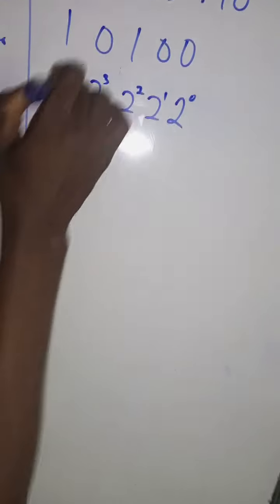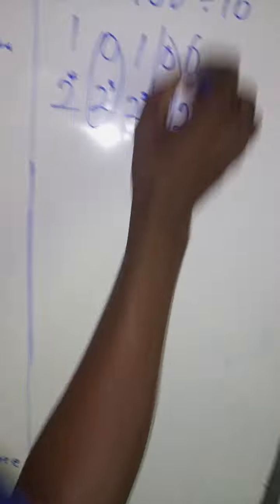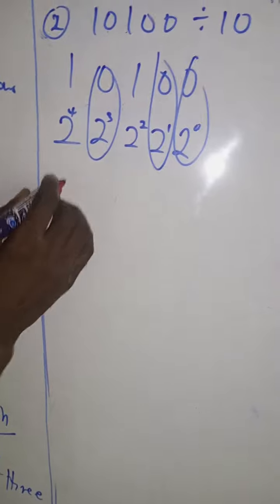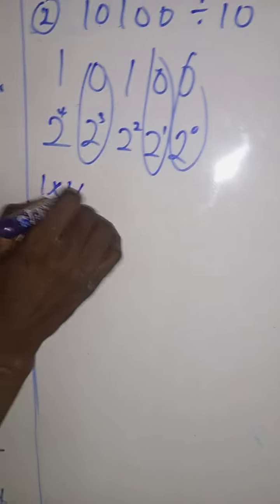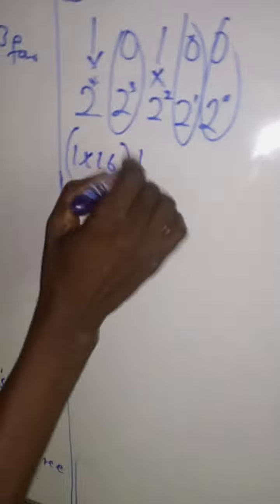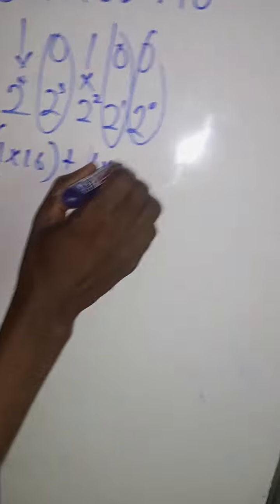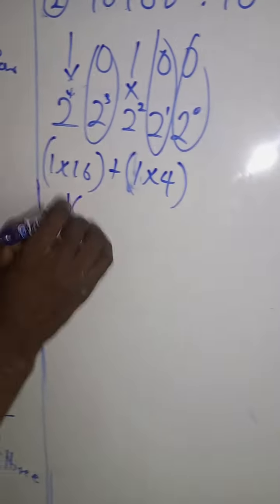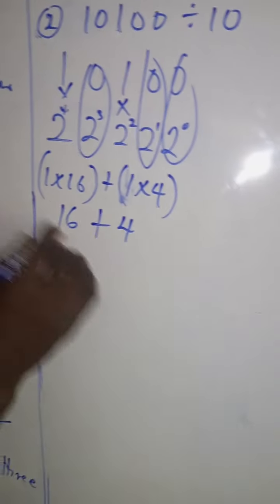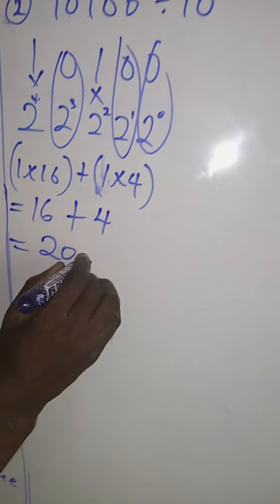Yes, we have 1 0 1 0 0. I want to convert it to base 10: power 0, power 1, power 2, power 3, power 4. All these zeros I cancel out, so it will remain this one. So it will be 1 times 16, that's 2 raised to power 4, plus 1 times 4. So this one will give me 16 plus 4, and finally 20 base 10.